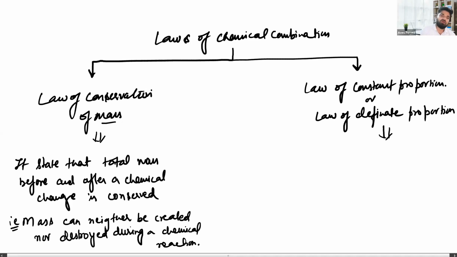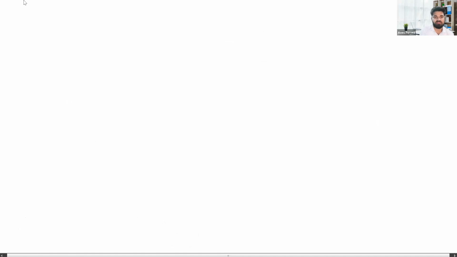Okay, what does the law of definite proportion say? First, let's deal with the law of conservation of mass, then leave the space there and we will write the law of definite proportion later. The law of conservation of mass says that the total mass of the reactants is equal to the total mass of the products, or we can say that the total mass before and after the chemical change remains constant.